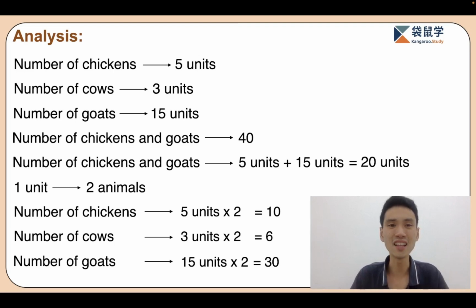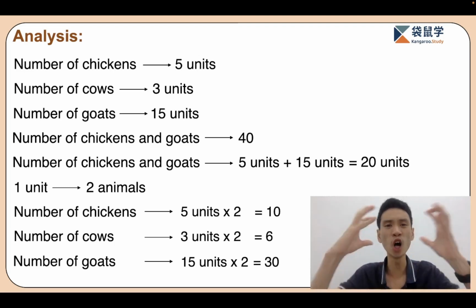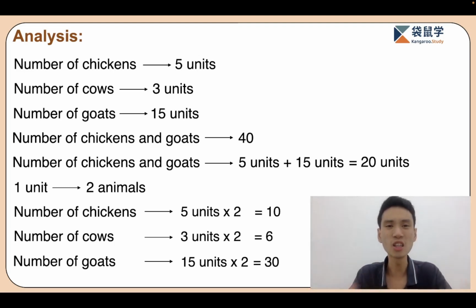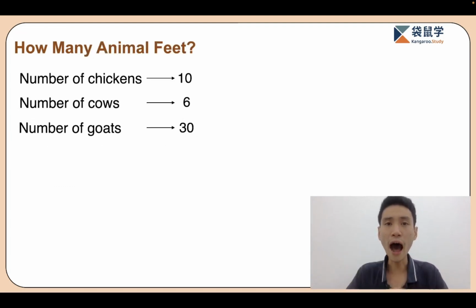Now, we are not done yet. Remember, what is the question asking? We need to determine the total number of animal feet. So, let's bring these quantities to the top left of the screen so we have space to calculate the number of feet. Now, how would we calculate the total number of feet? First, we would need to determine how many feet each animal has per 1 animal.